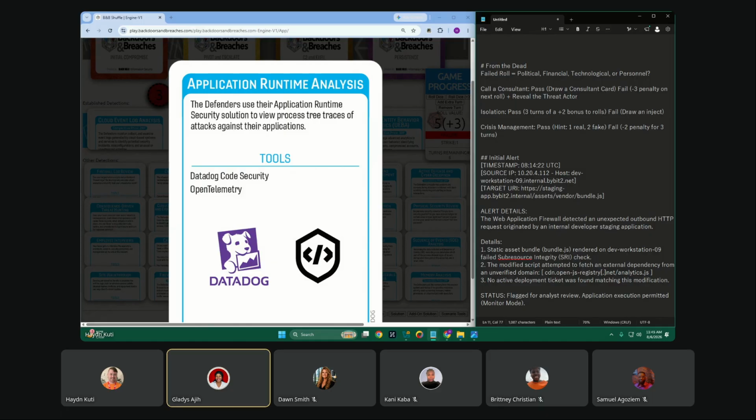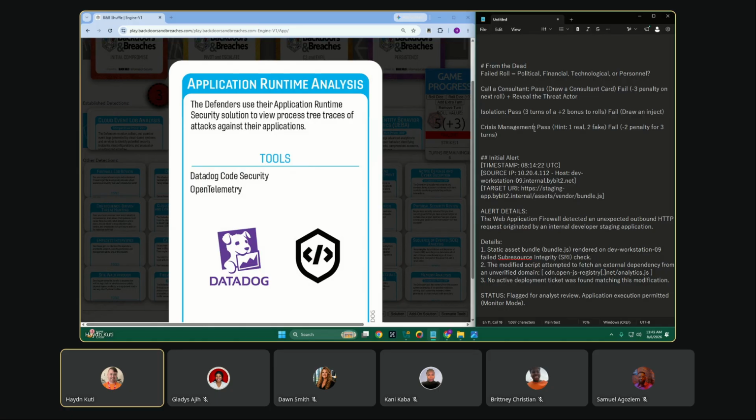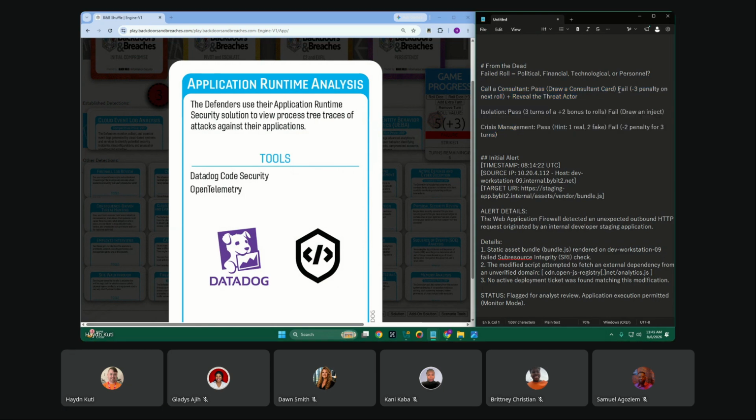But again, it's up to you guys to look at other cards. Do you want any hints or anything? You have your special cards as well here, called Consultant Isolation and Crisis Management. But there's a penalty if you fail them.